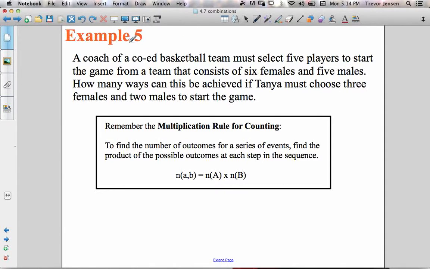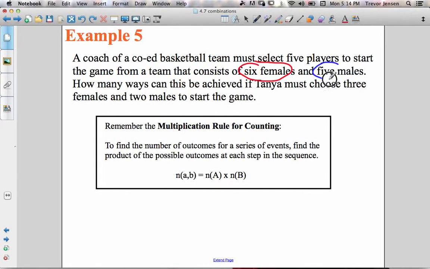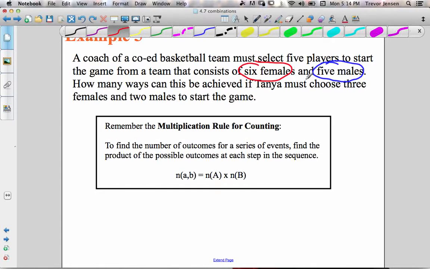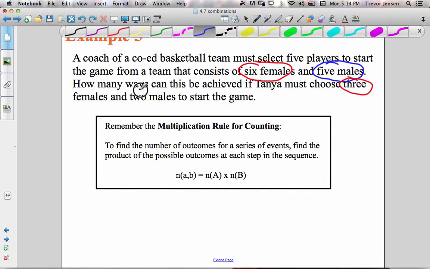So now let's look at this problem. A coach of a co-ed basketball team must select 5 players to start the game from a team that consists of 6 females, and I'll use blue for males, and we have 5 males. So we have 6 females and 5 males. And the coach has to pick five players to start the game from these 6 females and 5 males. How many ways can this be achieved if Tanya, I'm guessing Tanya's the coach, sorry, must choose 3 females and 2 males to start the game?